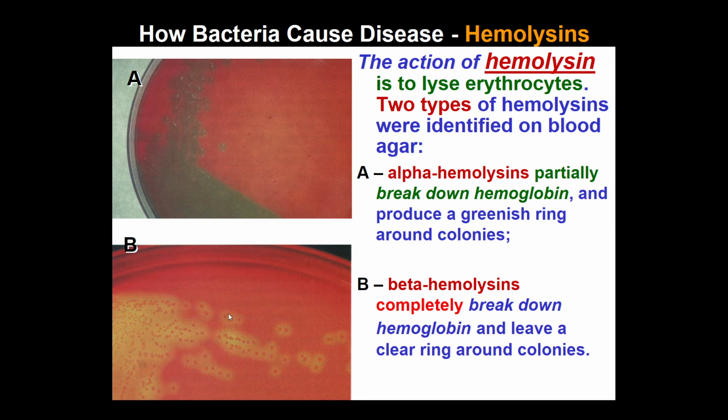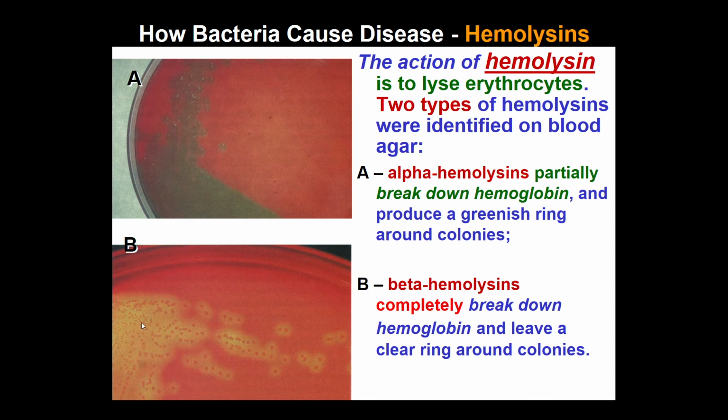B, the lower petri dish with red blood cell blood agar, demonstrates beta hemolysis. Beta hemolysins cause a complete breaking down of hemoglobin and leave a clear ring around colonies. You see small colonies surrounded by yellow zones, but they are really zones that have the color of the agar. Red blood cells here are completely broken, and hemoglobin is also completely broken and becomes colorless.